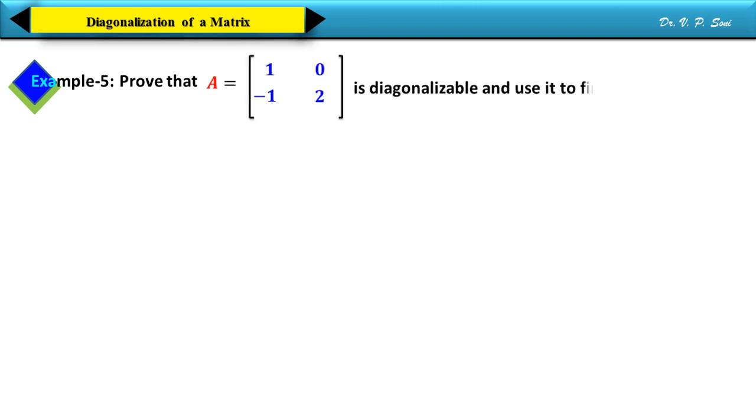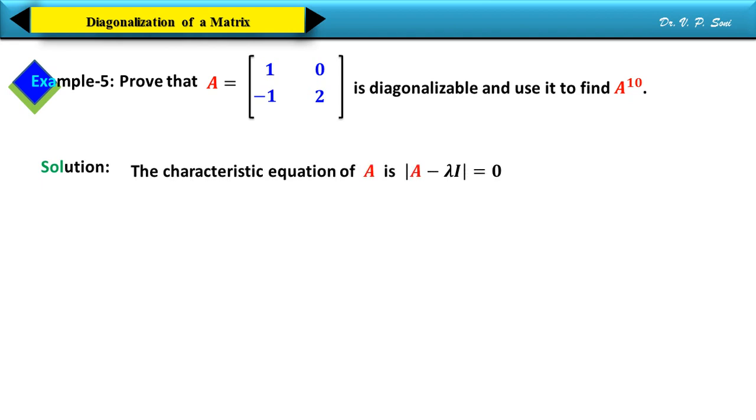Now example number 5: prove that matrix A is diagonalizable and use it to find A raised to 10. Solution. The characteristic equation of the matrix A is the determinant of A minus lambda I equal to 0. Therefore, determinant whose first row 1 minus lambda 0, second row minus 1 2 minus lambda equal to 0. Now find the value of determinant and put equal to 0.